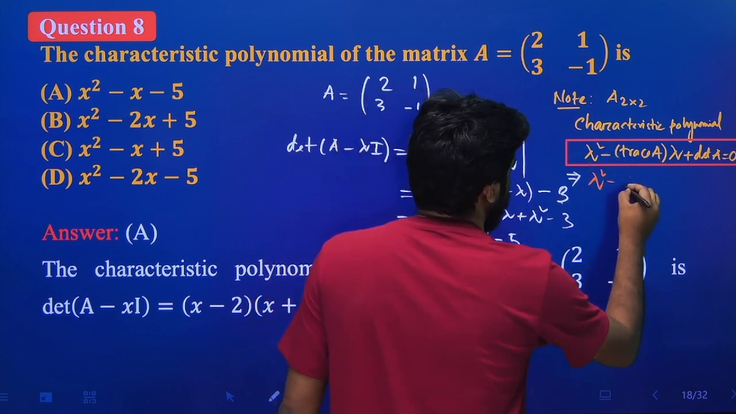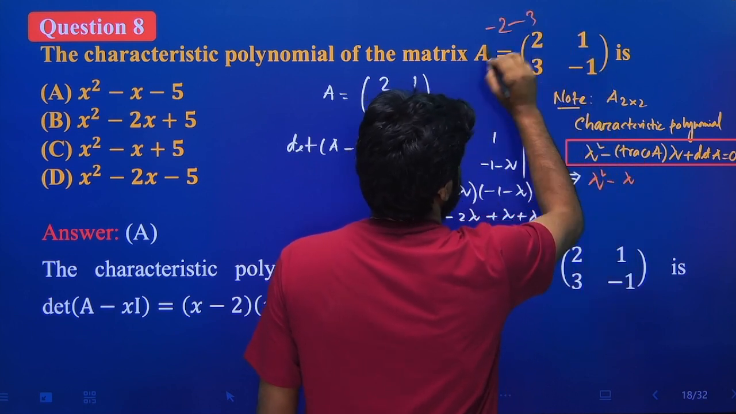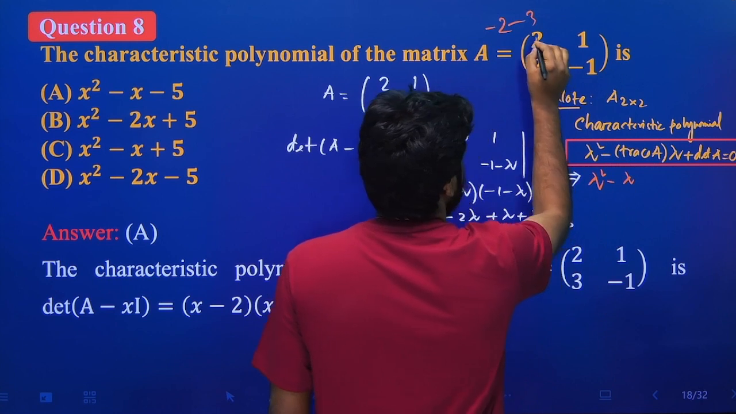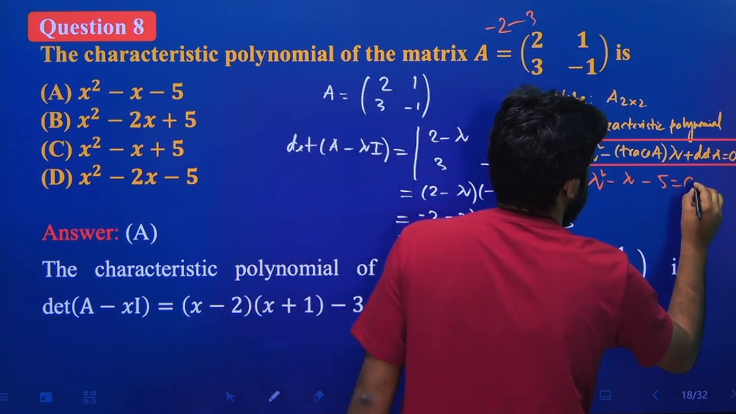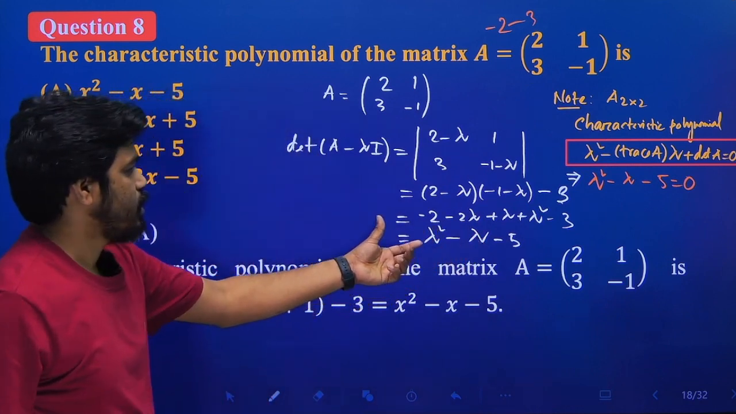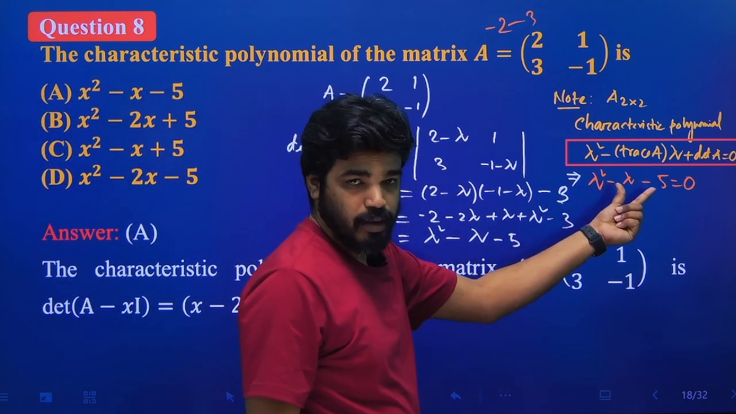What is the determinant of this matrix? Minus 2 minus 3, that is minus 5, right? Minus 5 is equal to 0. Just same result, right? Lambda square minus lambda minus 5, lambda square minus lambda minus 5.